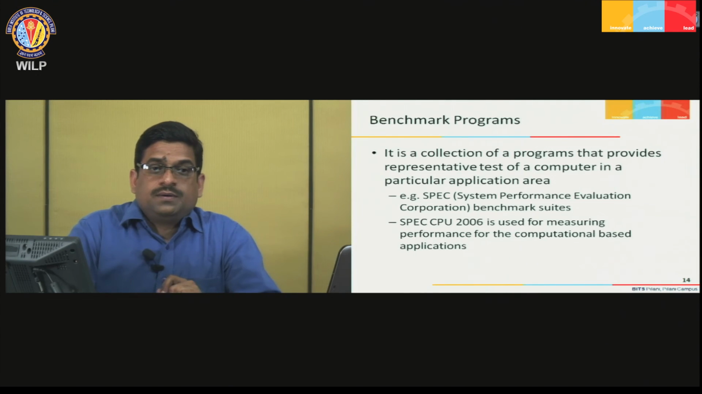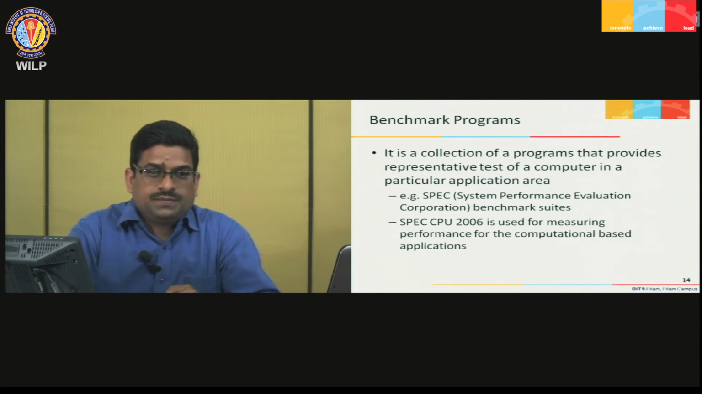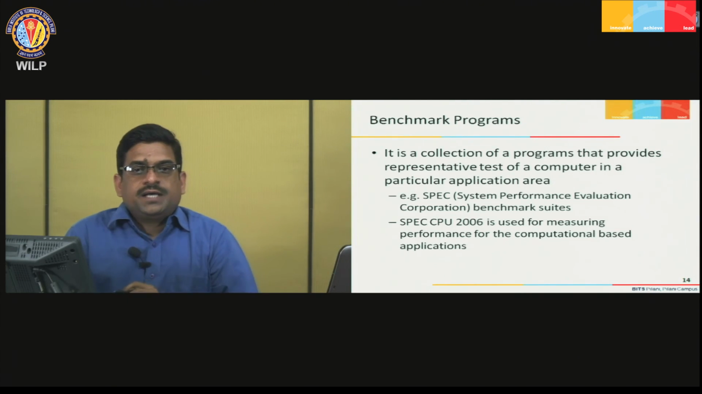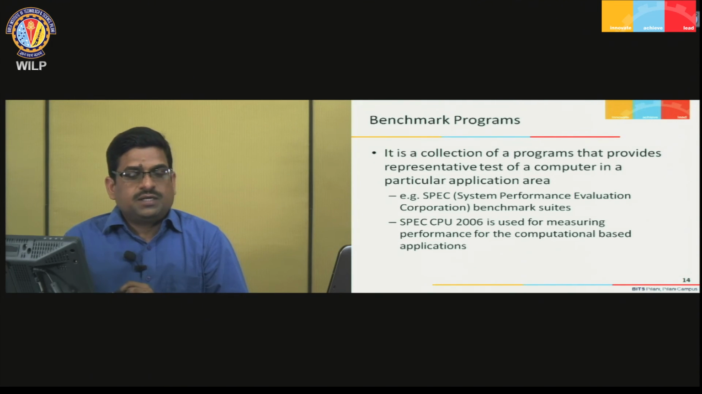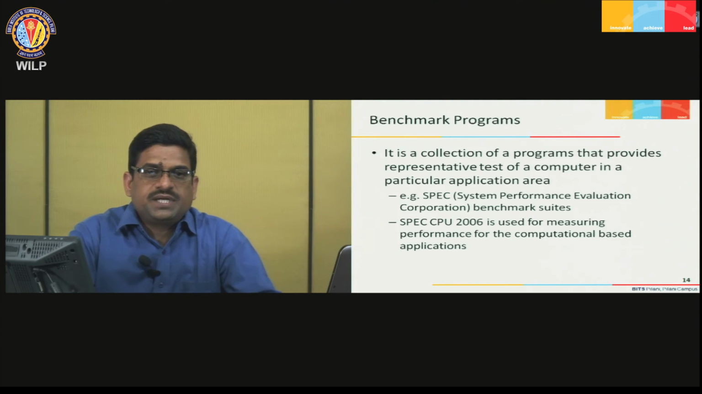Now, what is the criterion people are using for measuring the exact performance? For that they are using benchmark programs. Only one program is not sufficient. We need to run a bunch of programs to measure or compare the performance of two processors. A benchmark is a collection of programs that provides a representative test of a computer in a particular application area.